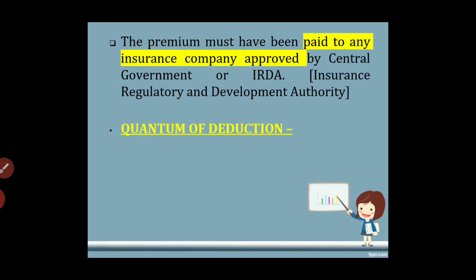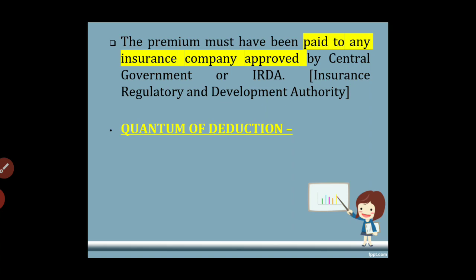Generally, IRDA is a statutory body which is established for regulating and maintaining the basic development of the insurance industries in India. The IRDA authority is appointed for the regulation and development of any insurance company in India. It is an autonomous and a statutory body, right? So any insurance company should be approved either by the central government or through IRDA.